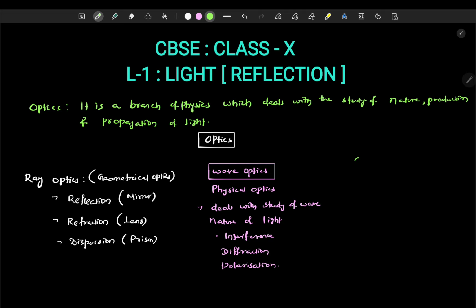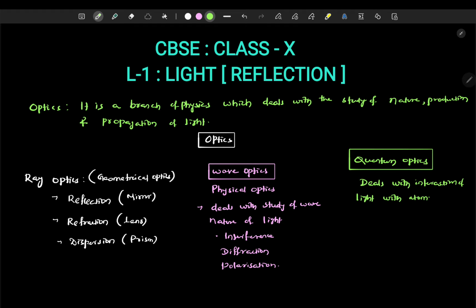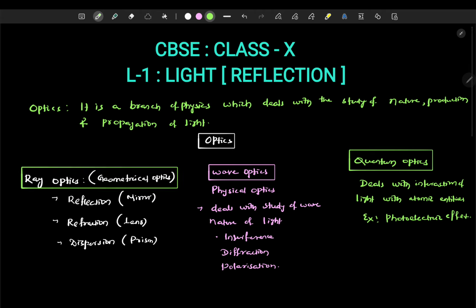Then the third is quantum optics. Quantum optics deals with the interaction of light with atomic entities. For example, the photoelectric effect. I hope it is clear to all of you. So optics is basically categorized into three groups: ray optics, wave optics, and quantum optics. And in our syllabus we will discuss ray optics.